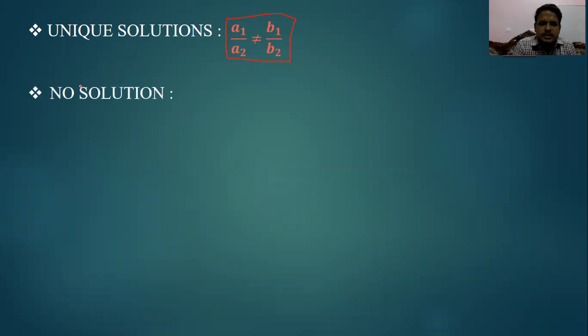Now we will move to the second case, no solution. For no solution, we are getting parallel lines. And we know the condition for parallel lines, that is a1 upon a2 is equal to b1 upon b2 but not equal to c1 upon c2. If this condition holds, then we are getting parallel lines, and if we are getting parallel lines, then we get no solution. So for no solution, the condition is a1 upon a2 is equal to b1 upon b2 is not equal to c1 upon c2.